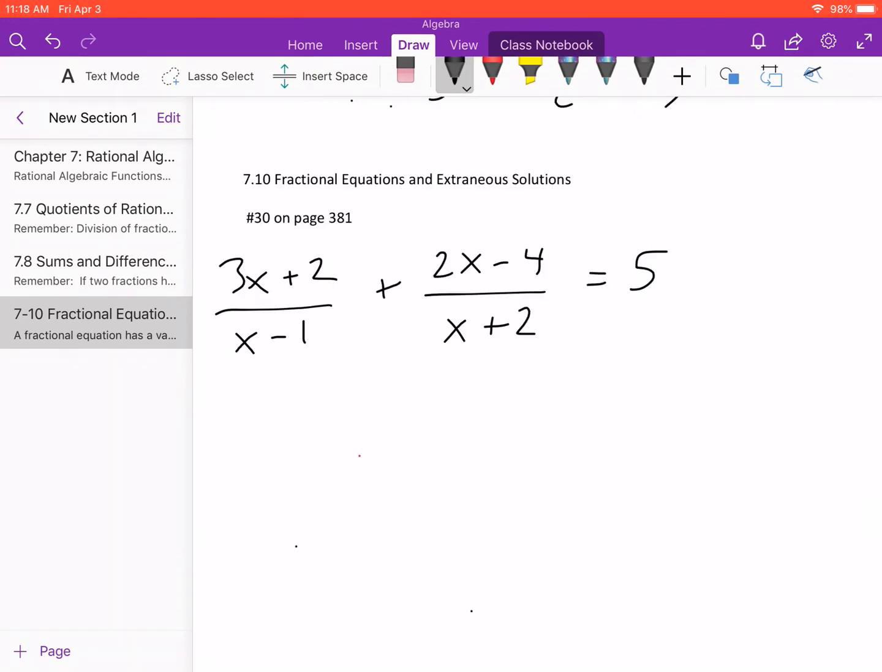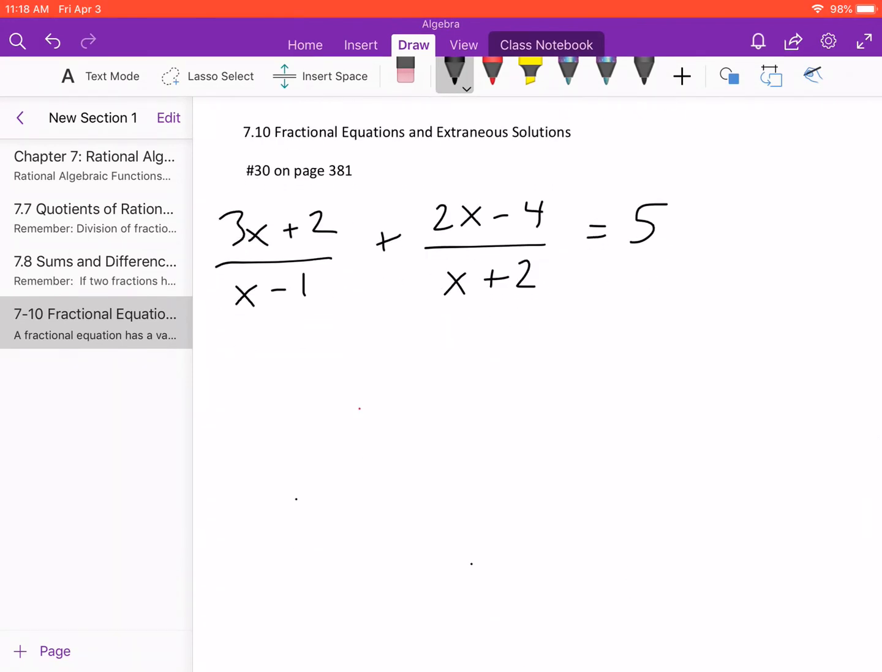Hi there, guys. We're now going to look at a couple of examples from section 7.10, fractional equations and extraneous solutions. This example is much more difficult than the one in the first video, so I want you to pay attention. So the very first thing we need to do is find our extraneous solutions. What values would turn our fractions' denominator into 0?